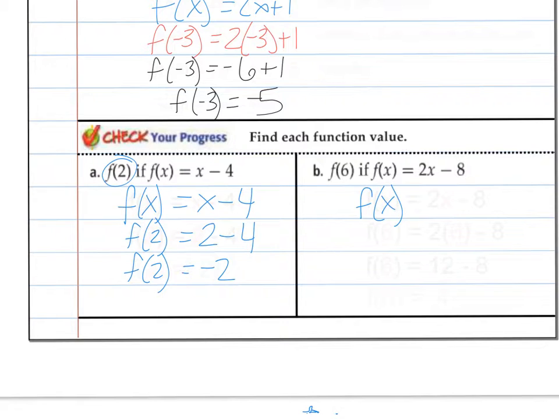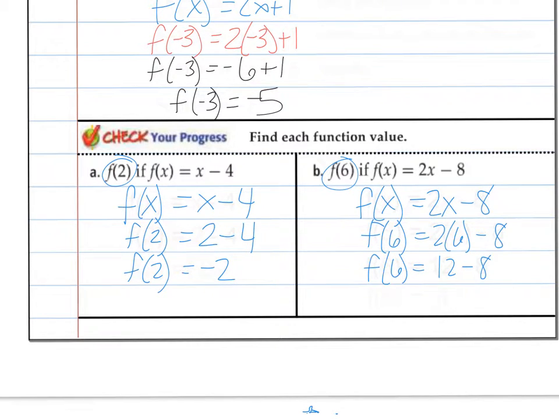Over here, we're looking for the function, the output, when x has a value of 6. So I replace x with 6. I substitute that in. I get the function 12 minus 8, so the function of x is 4. Not so bad, I hope. It's just plugging in. It's kind of like what we've done in 6th grade and 7th grade when we just plug in and substitute when we're given an expression, essentially.